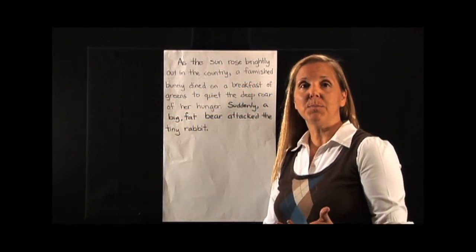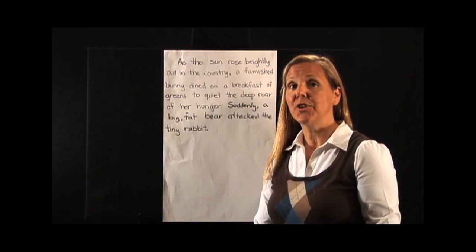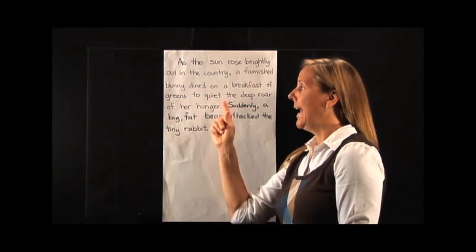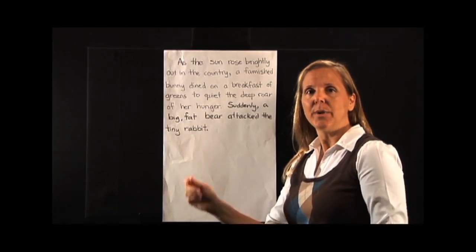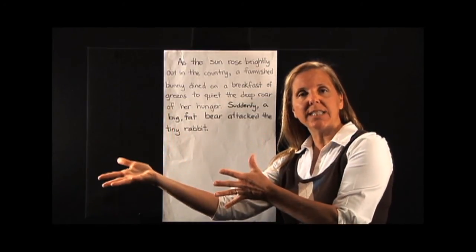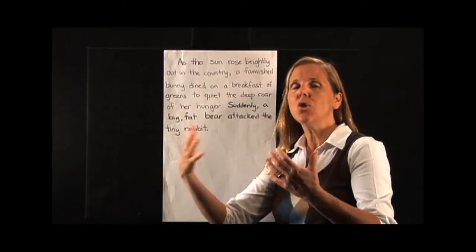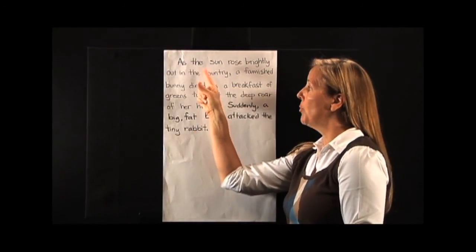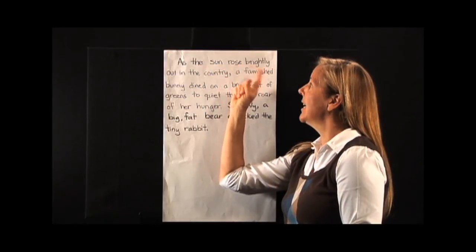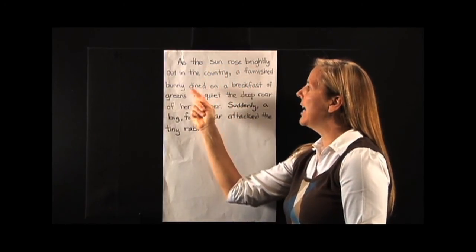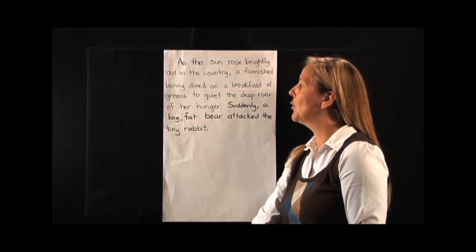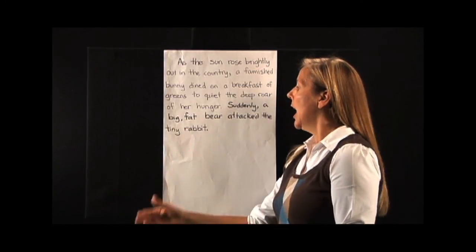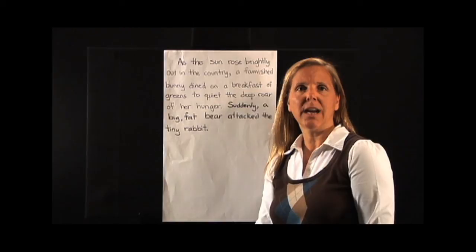After using the sentence builder to write a transition sentence for your narrative, it's a good idea to go over to your paper and add that sentence. The reason why is sometimes when we do these isolated activities, kids don't connect it to their own writing. So if I show them, here was my story opening, my first sentence, as the sun rose brightly out in the country, a famished bunny dined on a breakfast of greens to quiet the deep roar of her hunger. Suddenly, a big fat bear attacked the tiny rabbit.